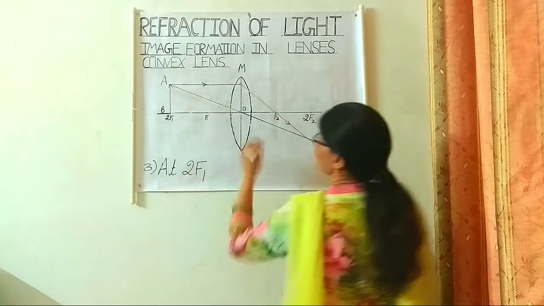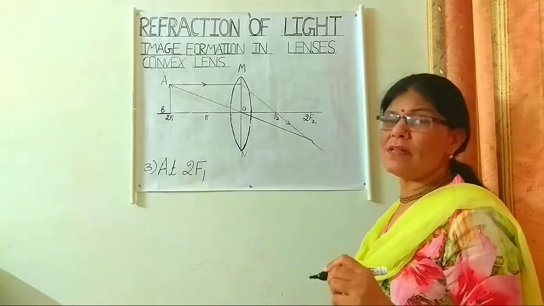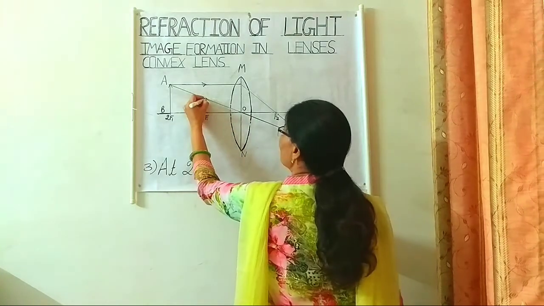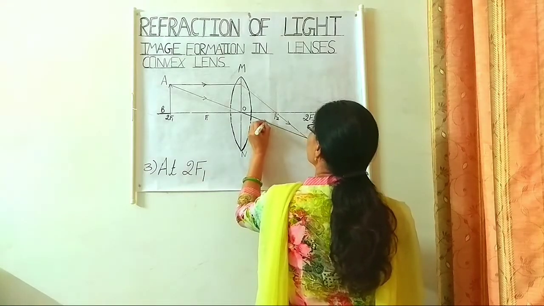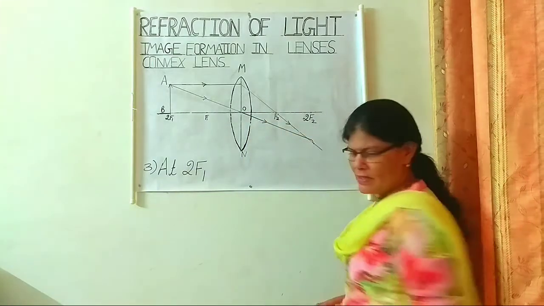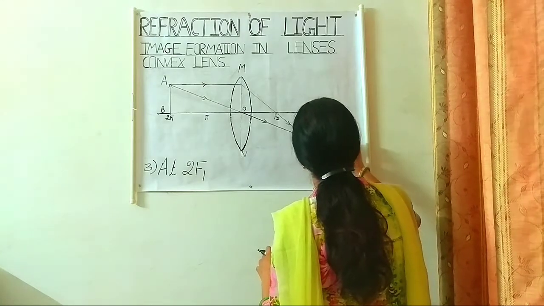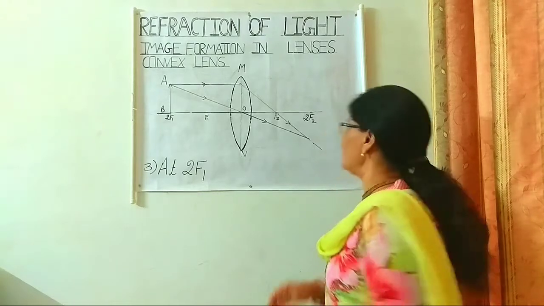So this is the incident ray passing through the optical center of the convex lens. It will pass as it is without any refraction. An arrow should be here only. This is not showing any refraction. So these two rays are meeting here, and this is our image formation.